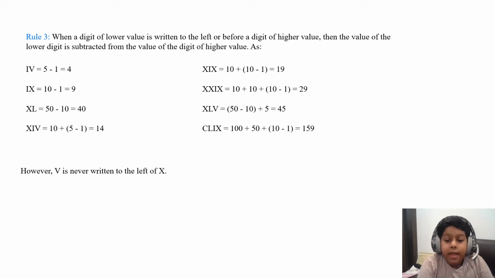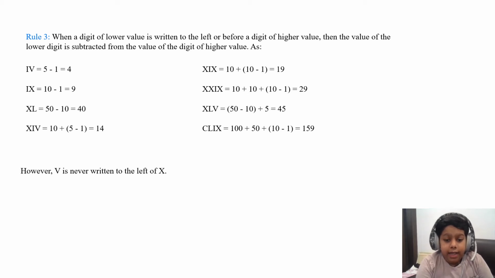Rule 3. When a digit of lower value is written to the left or before a digit of higher value, then the value of the lower digit is subtracted from the value of the digit of higher value. As IV equals 5 minus 1 equals 4. IX equals 10 minus 1 equals 9. XL equals 50 minus 10 equals 40. XIV equals 10 plus 5 minus 1 equals 14.